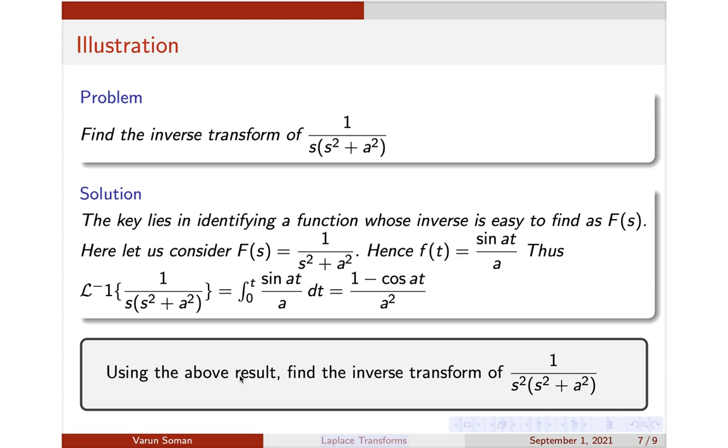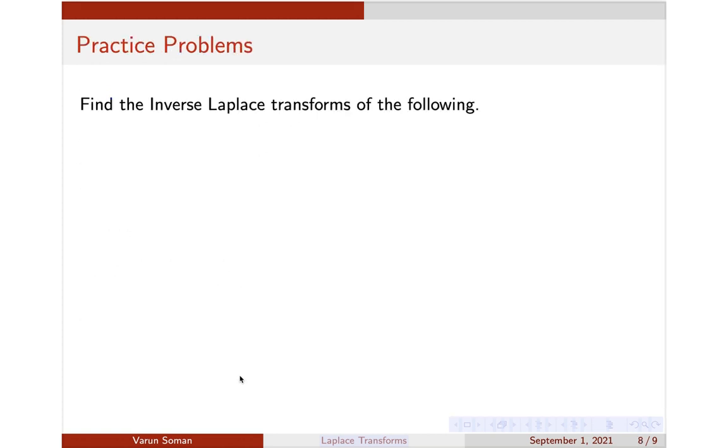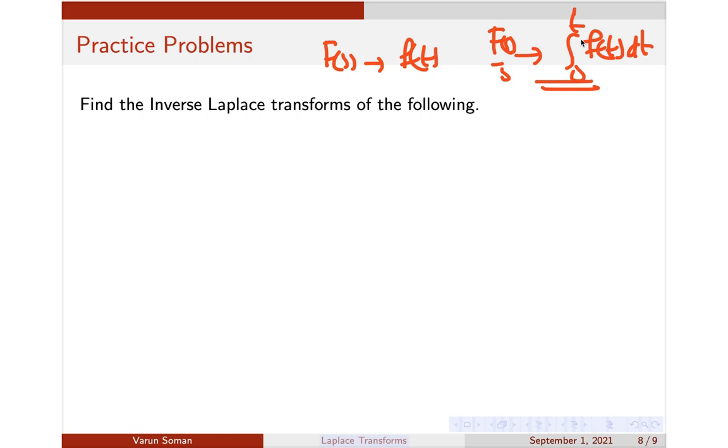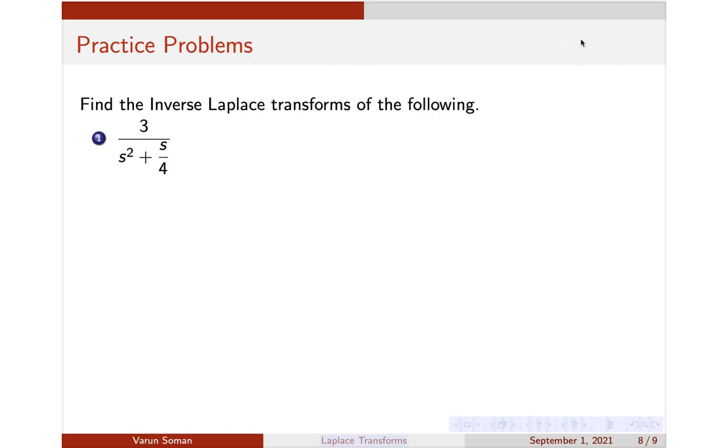Now let us do some more problems with this. So remember, suppose your F of s has inverse transform f of t, then F of s by s has inverse transform integral 0 to t f of t dt. Always remember this result. Now let us try some problems. What is the inverse transform of 3 by (s square plus s by 4)? You can also use other methods, but let me try to use integration. Now we can write it as 3 by s into (s plus 1 by 4).